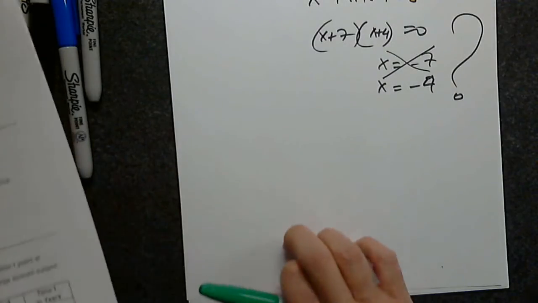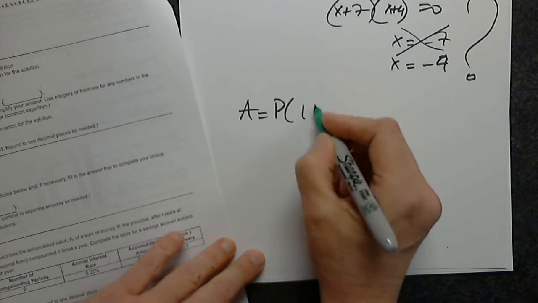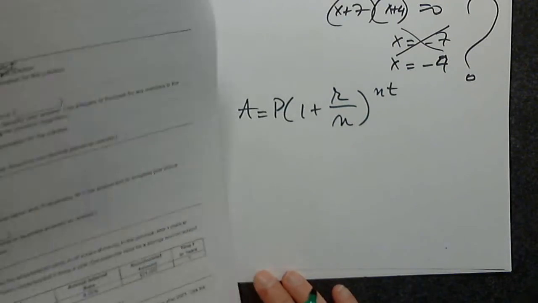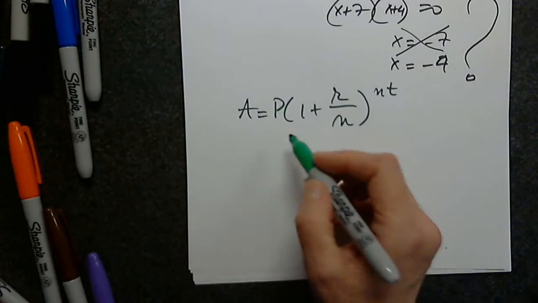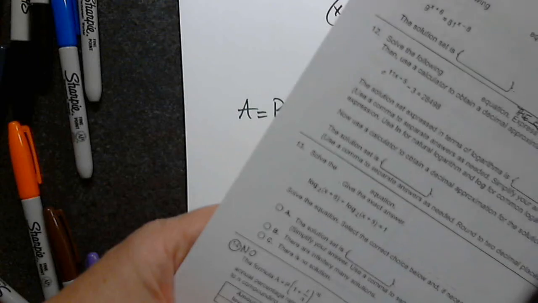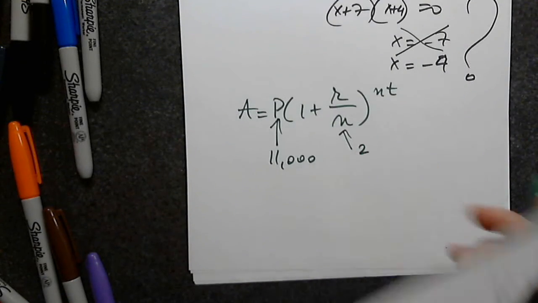We are given some information. Let's look at that. We are given the model. The model will be given to you: 1 plus r over n raised to nt. We are told that the amount invested is 11,000. We are told that compounding is n times per year. We are told that n is 2.